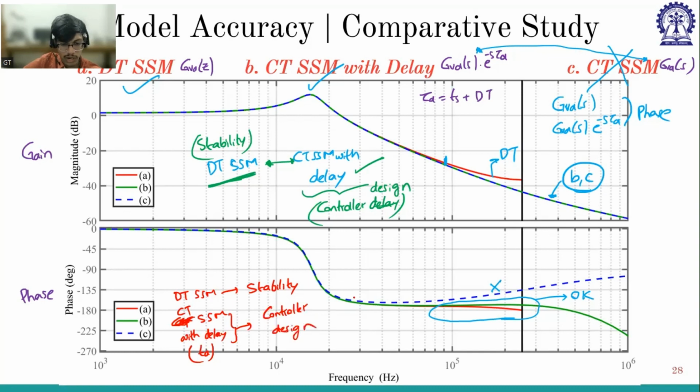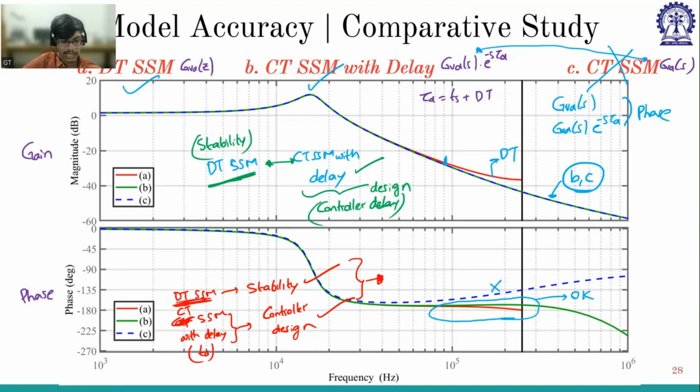So this you will use for controller design, but this is not sufficient to check the stability of the system because it is an approximate model and it fails to give information about subharmonic oscillation and some nonlinear behavior. For that, we'll use this. So we are using the best of both worlds. So for stability, you have to use the continuous time small signal model.